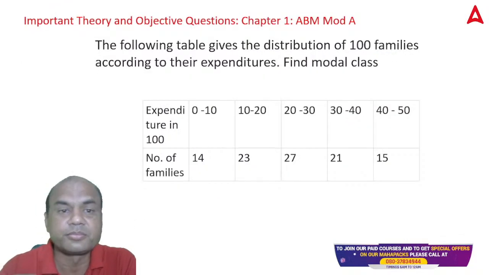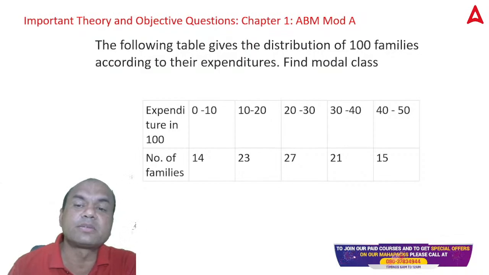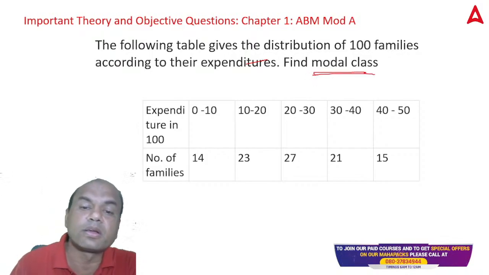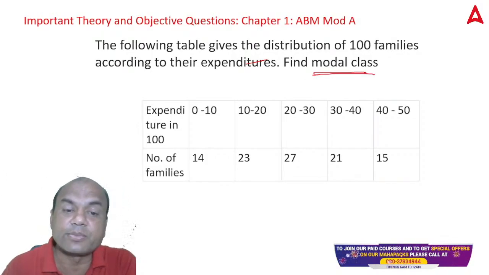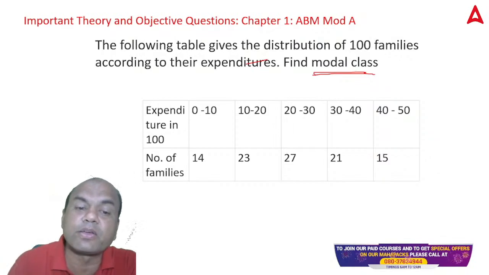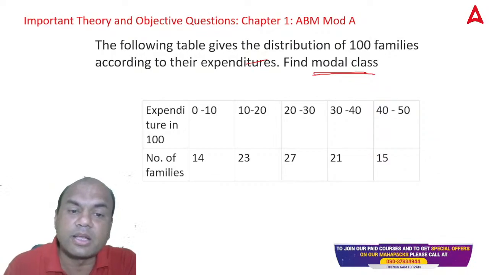I'll tell you. The following table gives the distribution of 100 families according to the expenditures. Find a modal class. Modal. We want a mode over here. So this is the expenditure 0 to 10, 10 to 20, 20 to 30 and so on. And this is number of families. So which is the frequency over here? Tell me, which is the frequency?